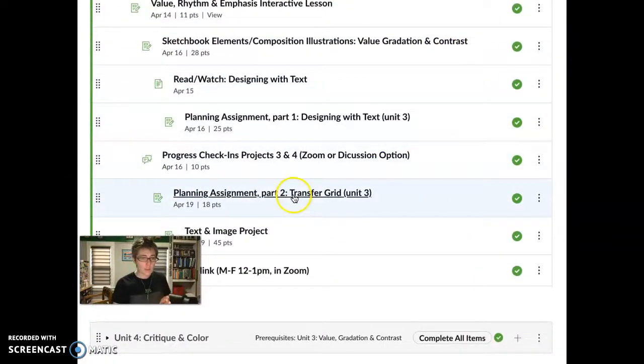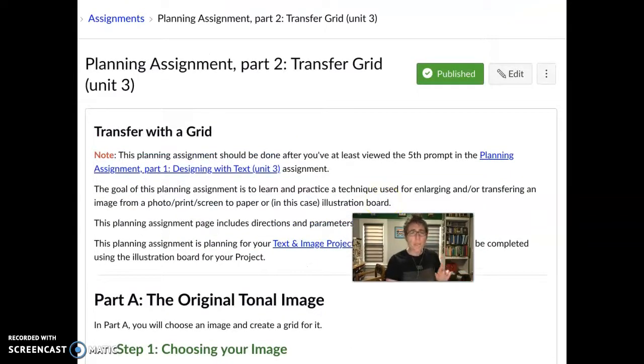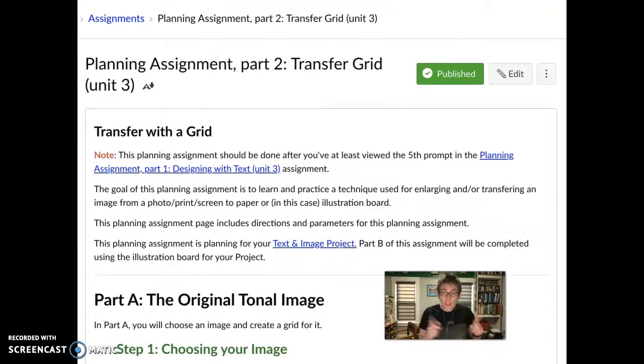Planning assignment 2 this week is a transfer grid. So we're not talking about text right now. And planning assignment 2 goes directly onto your illustration board. This requires you to pick an image and have already planned the spacing. When did you plan the spacing? Just what we just talked about, right? That 5th part of planning assignment 1. And so you've thought about what kind of fonts you could use, you've thought about ways to have the image be expressive, and then you've planned the space.